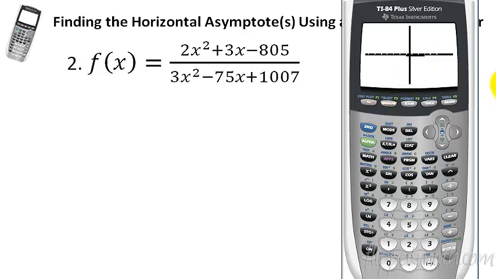But if you remember, we're only looking for the horizontal asymptote, so it only matters way off to the right and way off to the left. So we could go into the window and change our mins and maxes to be very small and very large numbers.